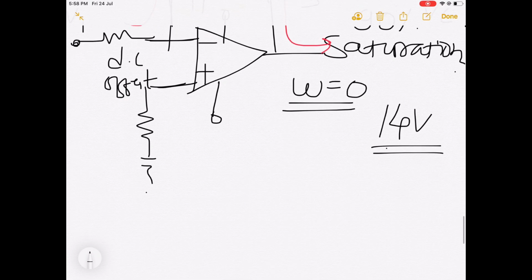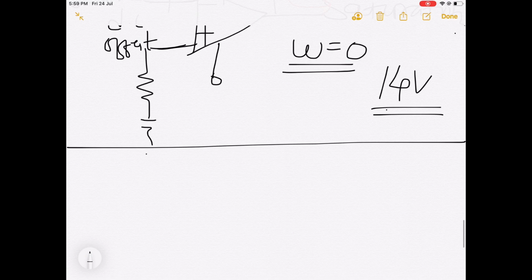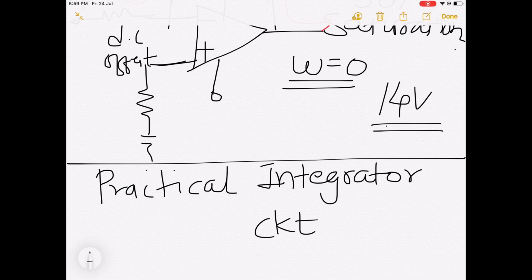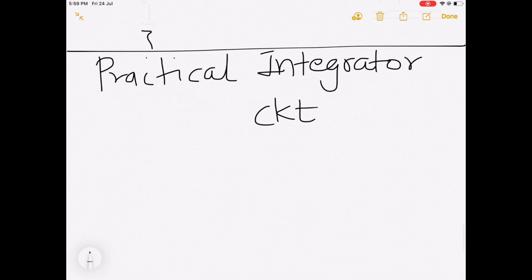Now we will draw its actual proper diagram. So practical integrator circuit. This question may come in your final exams, as I explain about practical integrator circuit, or they will ask you for designing practical integrator circuit. Okay. So it is nothing but the ideal integrator, but with some extra components.